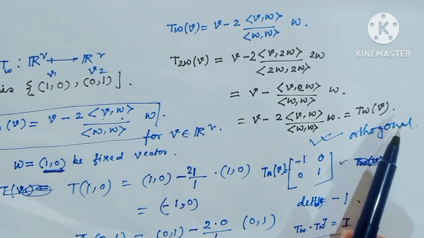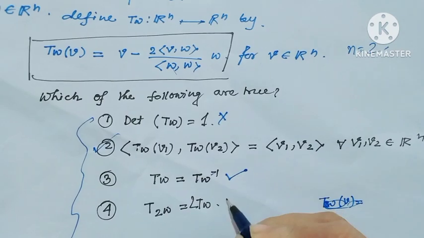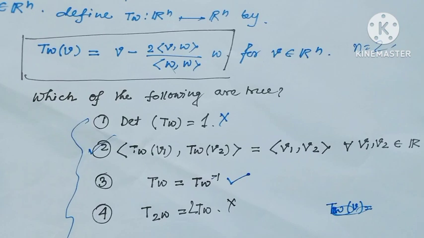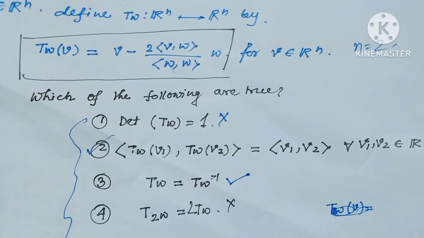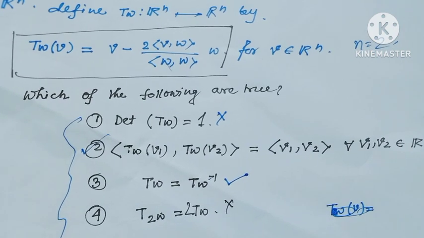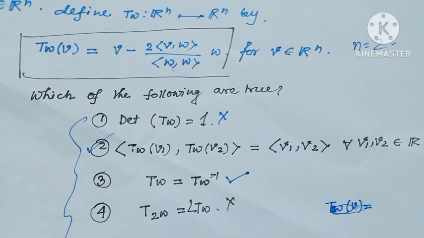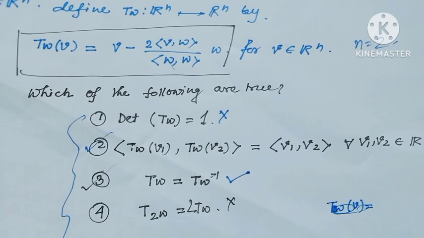Therefore I have got T_2W(V) equal to T_W(V). Therefore option 4 is a wrong option, since T_2W is not equal to 2 T_W. That means only option 2 and option 3 are right options.